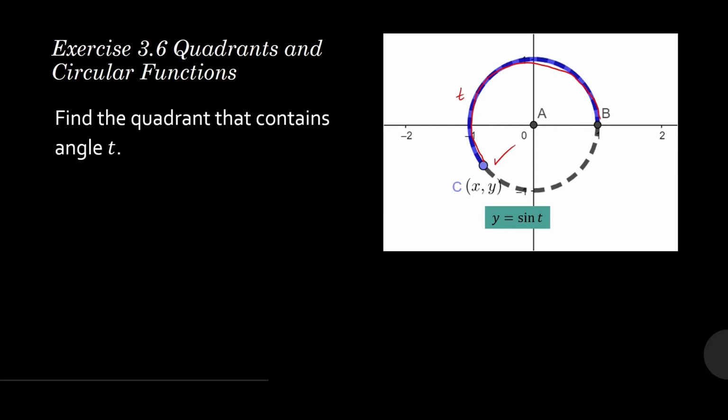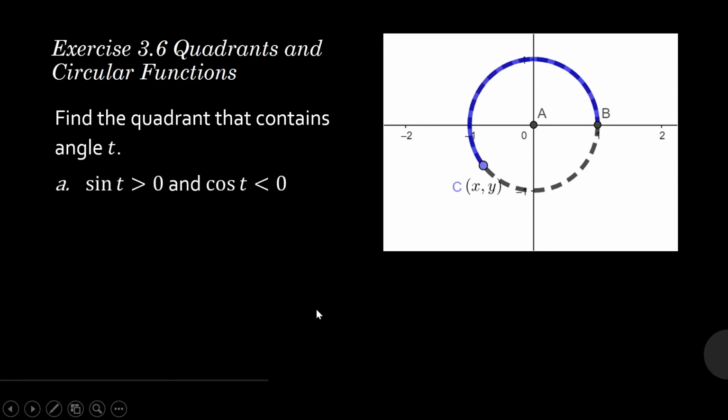So let us find the quadrant that contains angle t given the following conditions. Sine of t is greater than 0 and cosine of t is less than 0. So if sine of t is greater than 0, that means the y-coordinate of our terminal point is above the horizontal axis. Now, cosine of t is less than 0. So that means the x-coordinate of our terminal point is to the left of your vertical axis. So that means angle t is here. It is in the second quadrant.